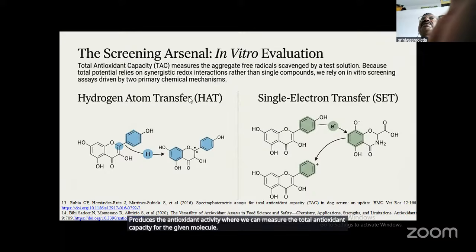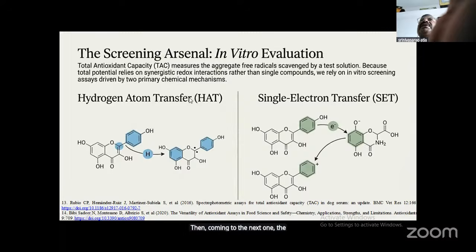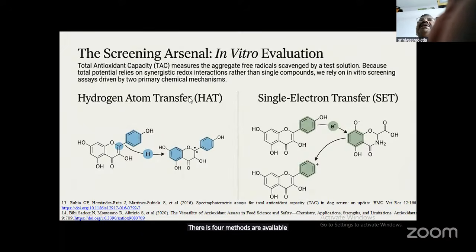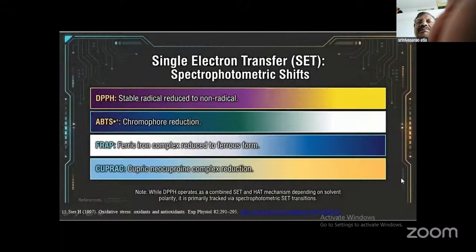Then coming to the next one, the single electron transfer spectrometric methods. There are four methods generally available. There are single electron transfer methods consisting of four basic methods.